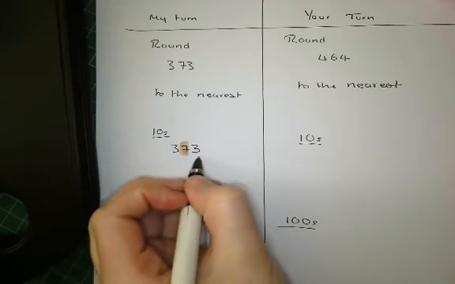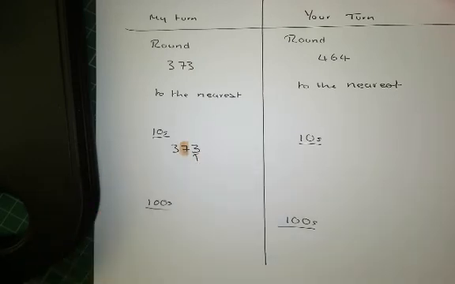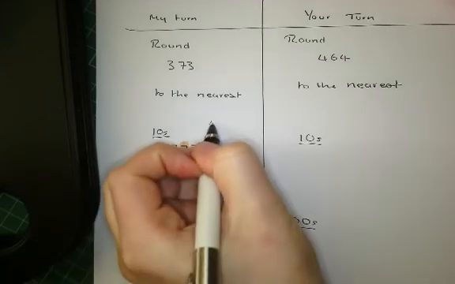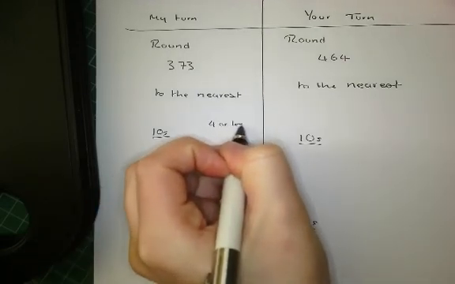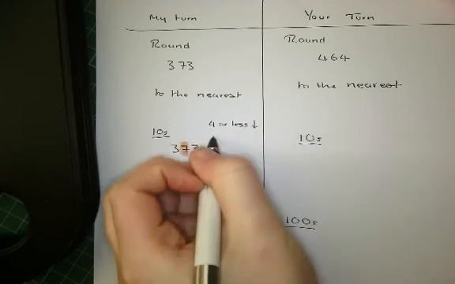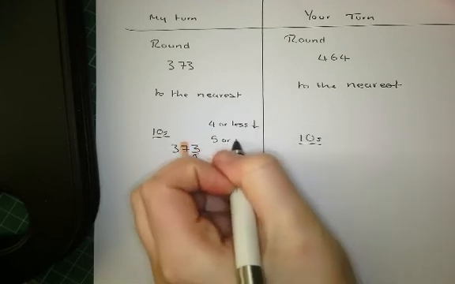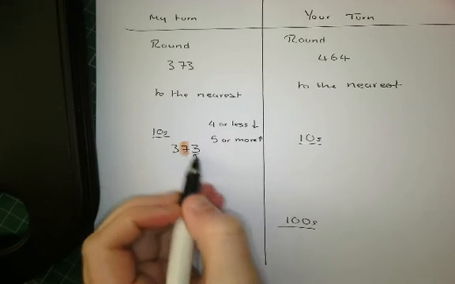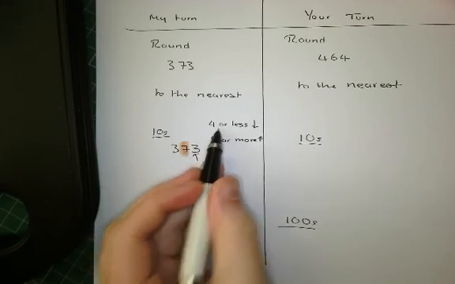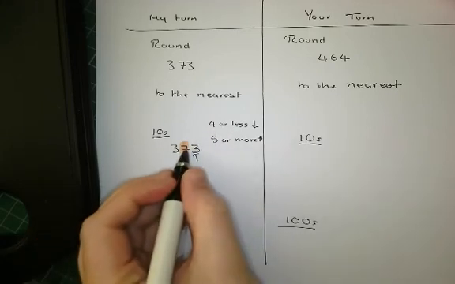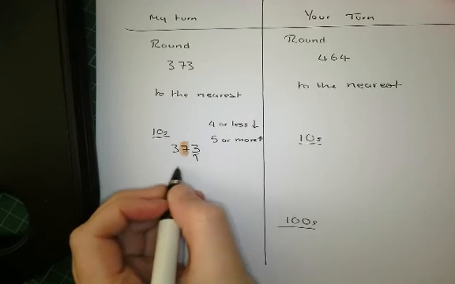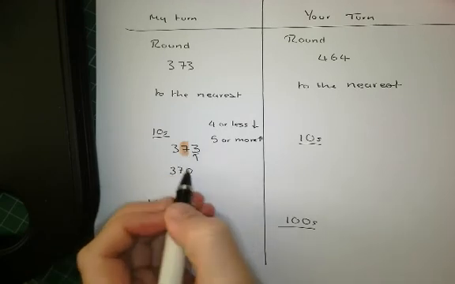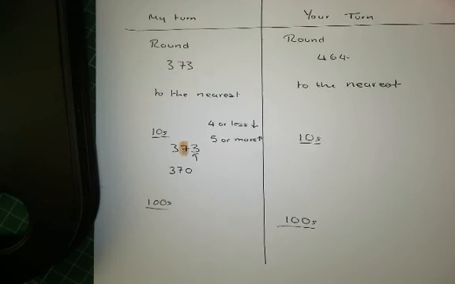And I decide this by looking at the next column to my right, in this case, my units. If it's 4 or less, I round down. If it's 5 or more, I round up. I've got a 3. 3 is less than 4, so I round down. My 70 stays as a 70. So I get 370. My 3 has become a 0.